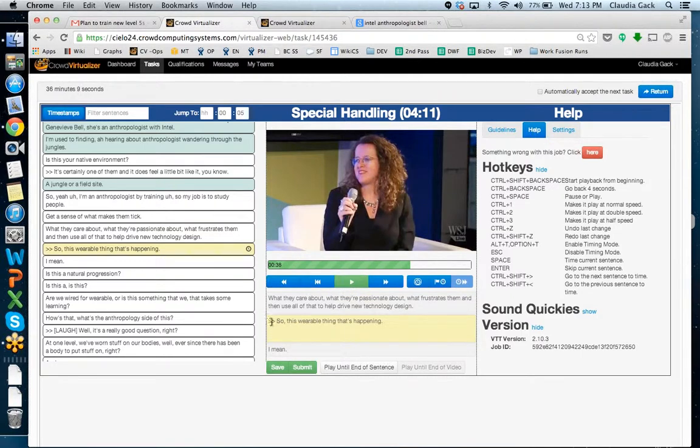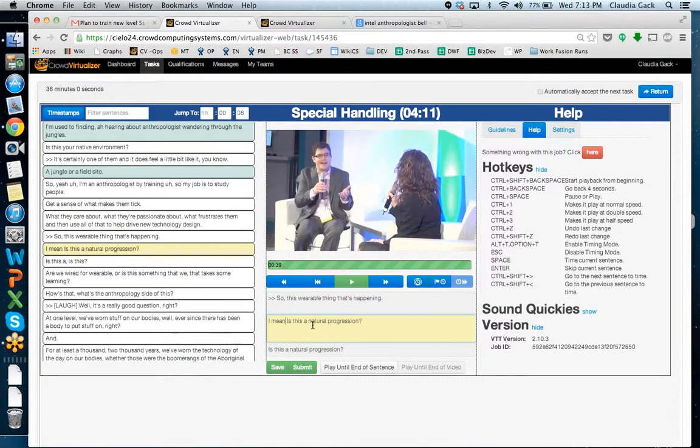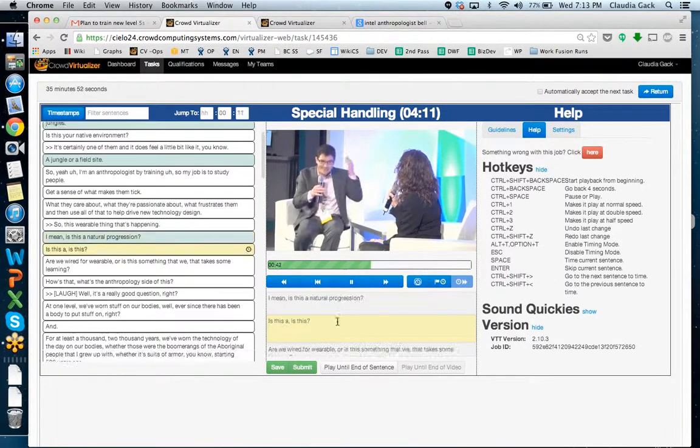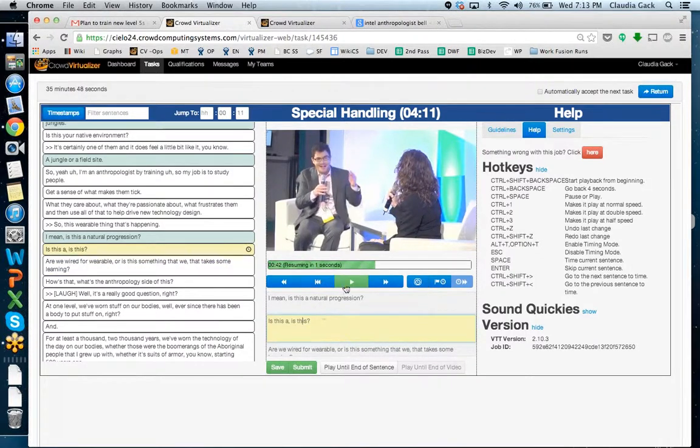Obviously, there's a speaker change error here. Thing that's happening. I mean, is this a natural progression? I mean, this is one sentence. I'm going to insert a comma here to make this one sentence, and make this lowercase. Is this a natural progression? Here's repetitive words, so we don't want that.